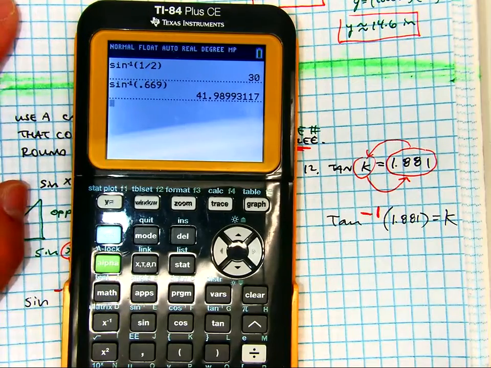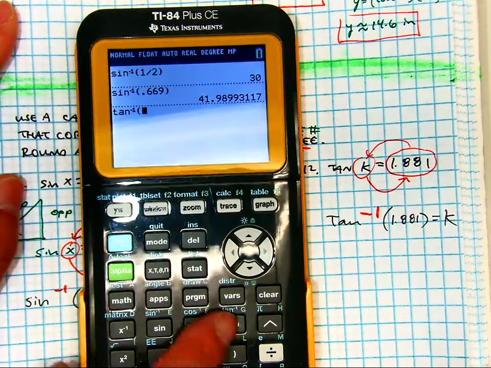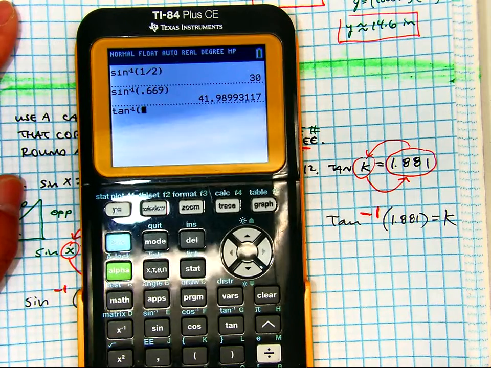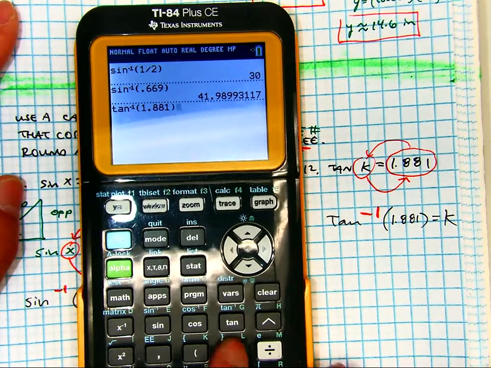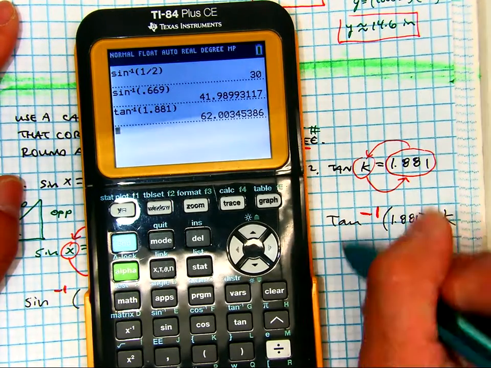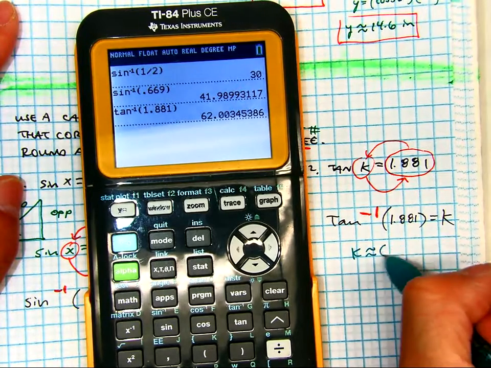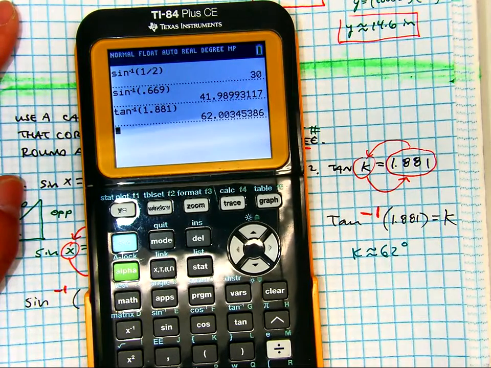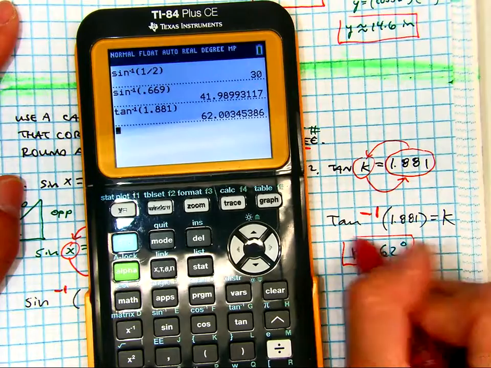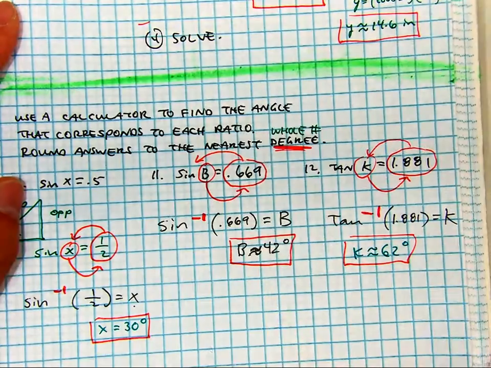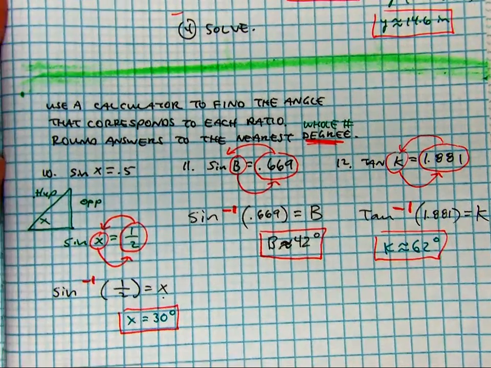So I'm going to press second, tangent, 1.881, enter. Okay, x is approximately 62 degrees. Three examples of using your calculator. Given two sides, you can find the angle using the inverse, which basically means to switch.